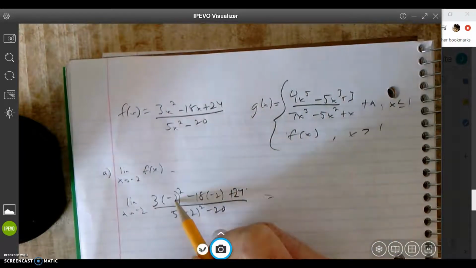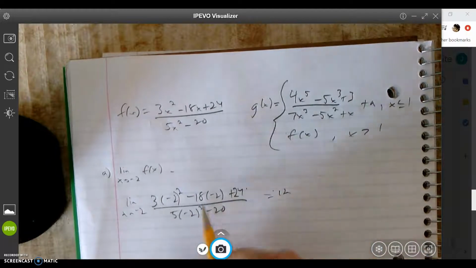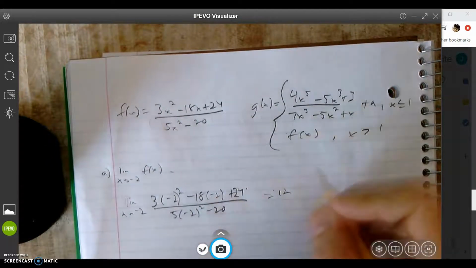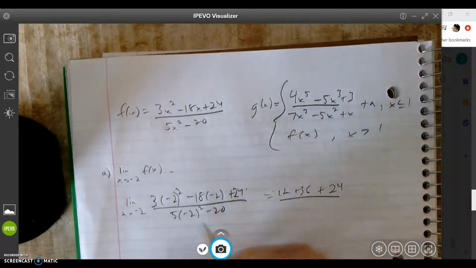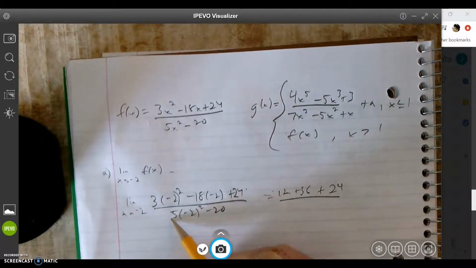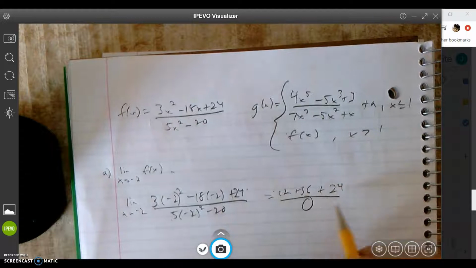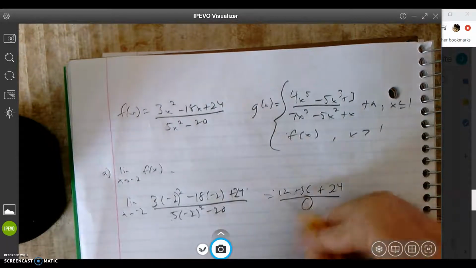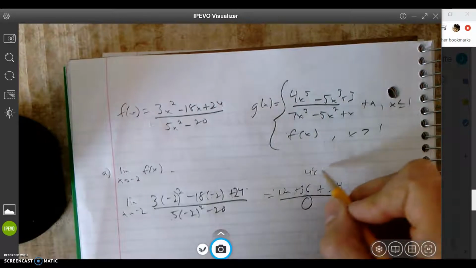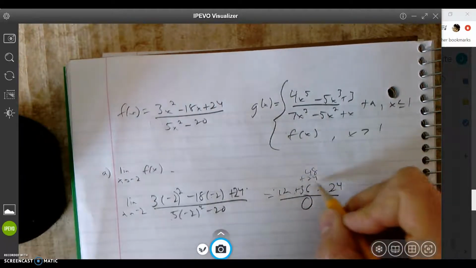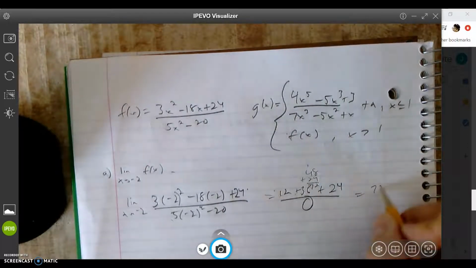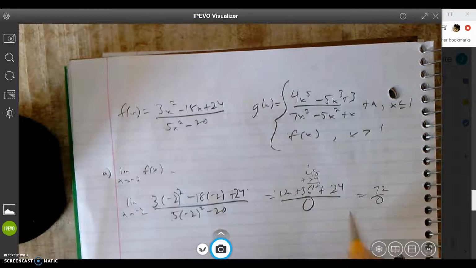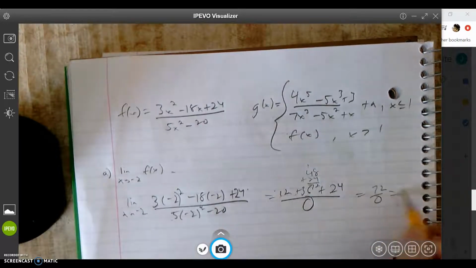Okay, so what do we have here? This is going to be 4 times 3, which is 12. -18 and -2 multiplied together is positive 36, plus 24 over 4 times 5, which is 20, minus 20 was 0. Uh-oh. So 12 plus 36 is 48, 48 plus 24 is 72. So we get 72 over 0. 72 over 0 is undefined, so the answer is undefined.